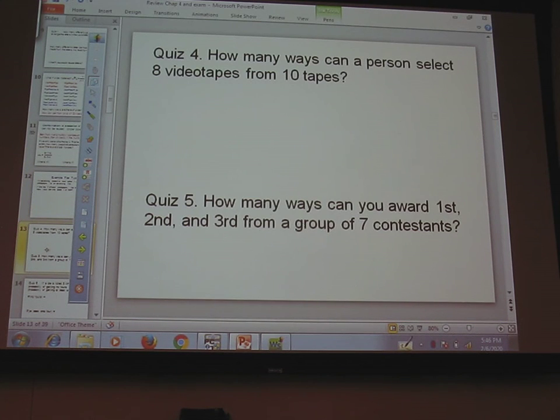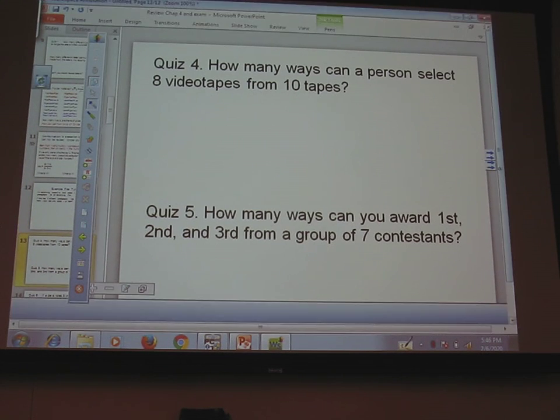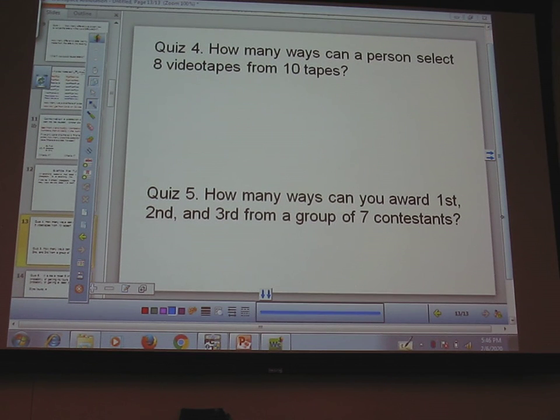Next, your quiz number 4. If you did not do number 4 and number 5, I'm going to give you guys a minute and a half to work on those two. Go.